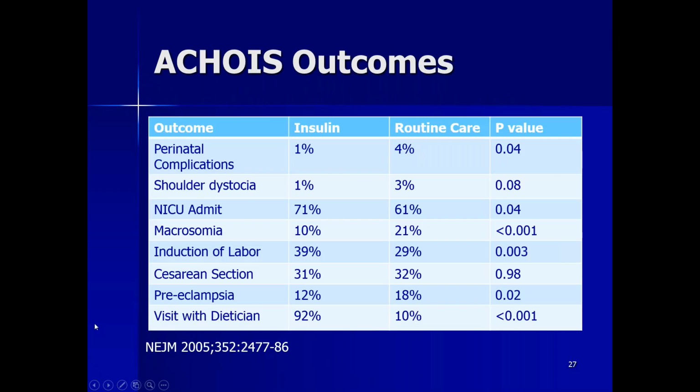And here's what the Australian Carbohydrate Intolerance Study showed. For patients who were randomized to insulin versus routine care, the complication rates were much higher for the patients with perinatal, with routine care only.